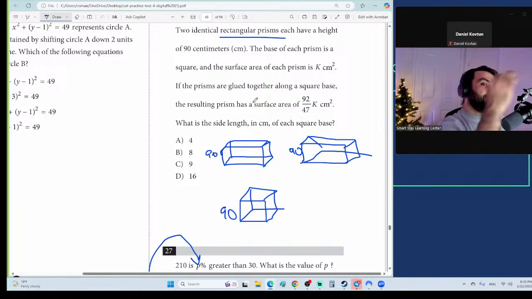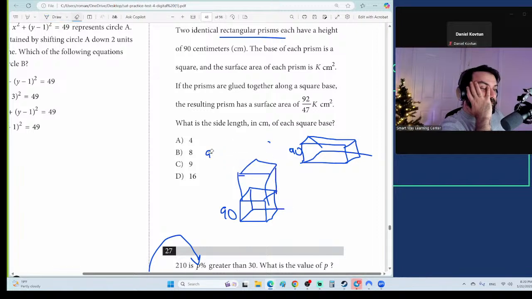If the prisms are glued together along the square base, so one on top of each other like that, now they're on top of each other. The resulting prism has a surface area of 92 over 47 k centimeters squared. What is the side length in centimeters of each square base?